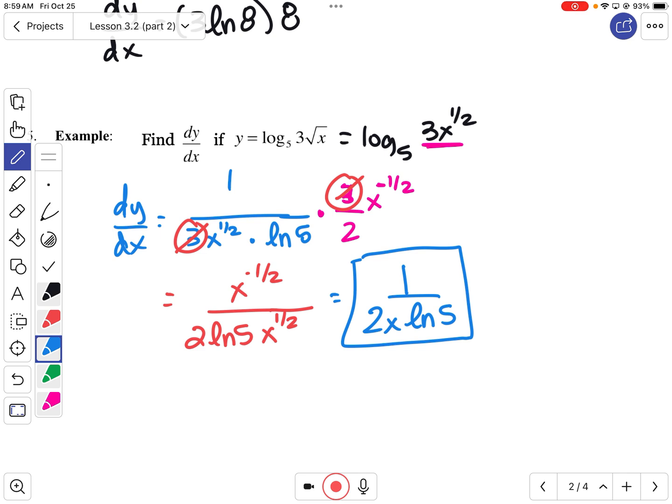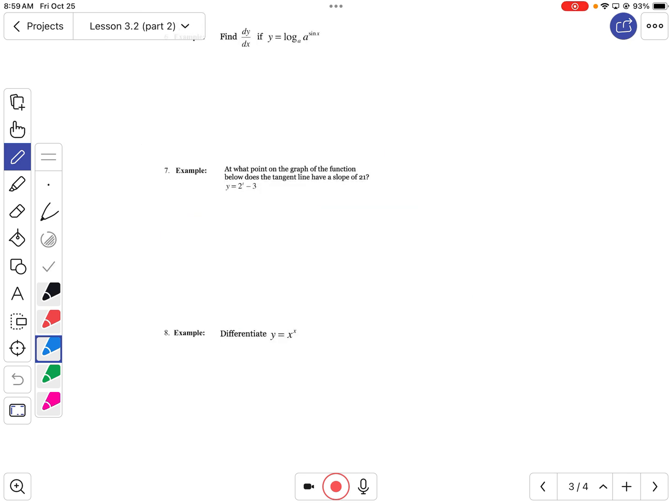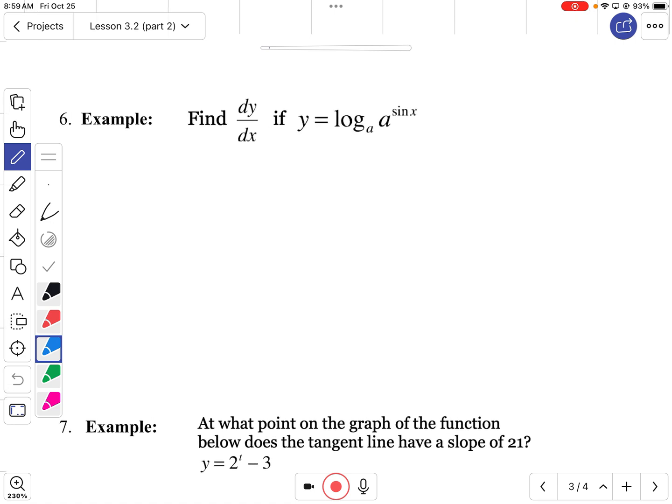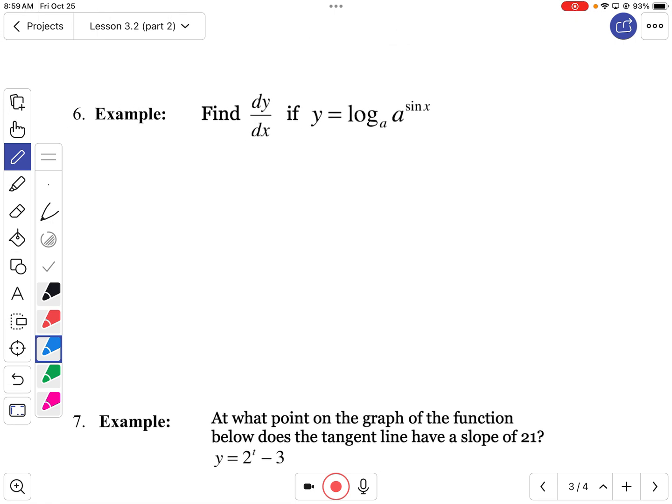All right, so let's take a look at several more examples. All right, let's look at another one. Take a look at this one. dy dx. Find that if y is equal to log base a of a to the sine x. Again, where are the numbers? There are nothing but letters in this problem.